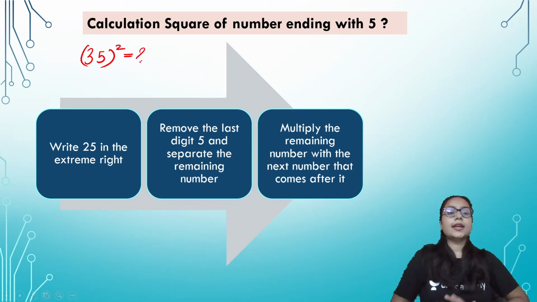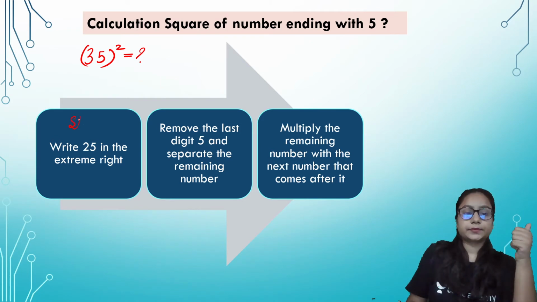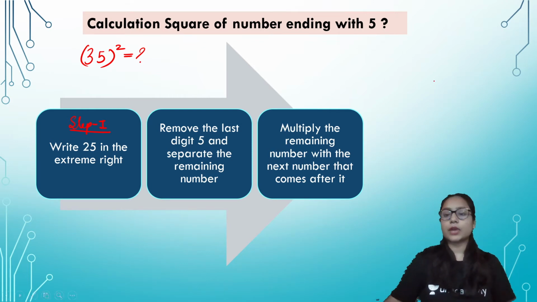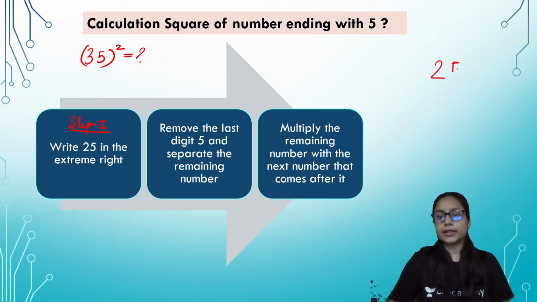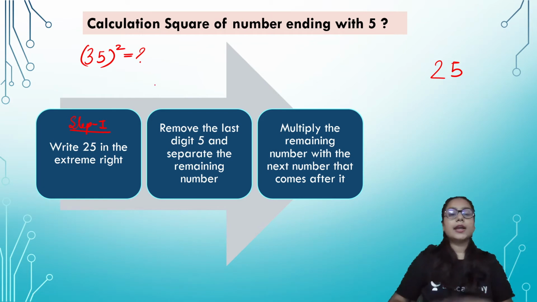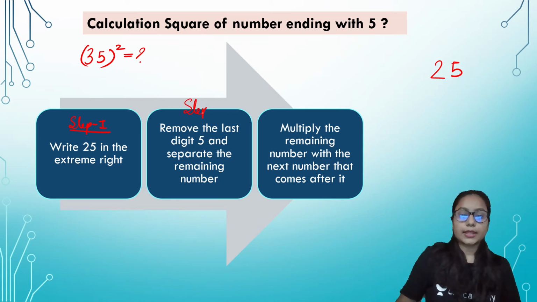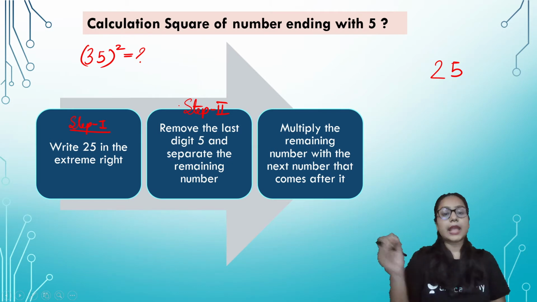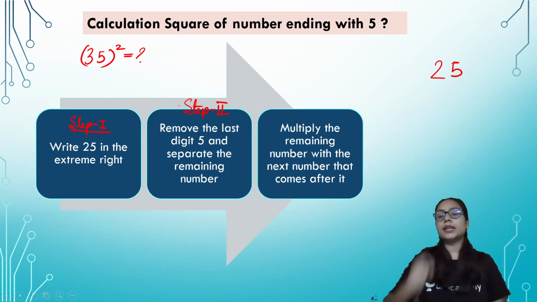Let's see, what is step 1? This is our step 1: write 25 in the extreme right. So I'll write 25 in the extreme right. Now what is our step 2? This is step 2: remove the last digit 5 and separate the remaining number.